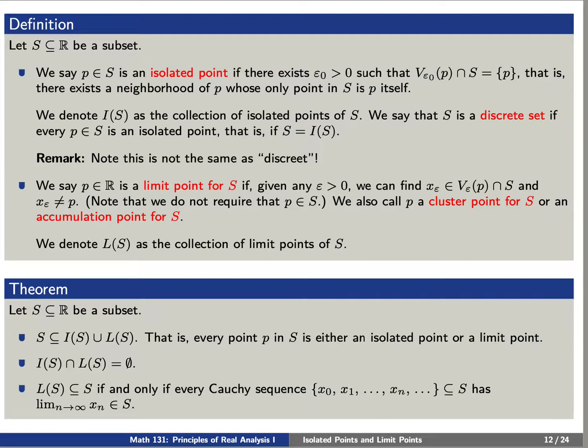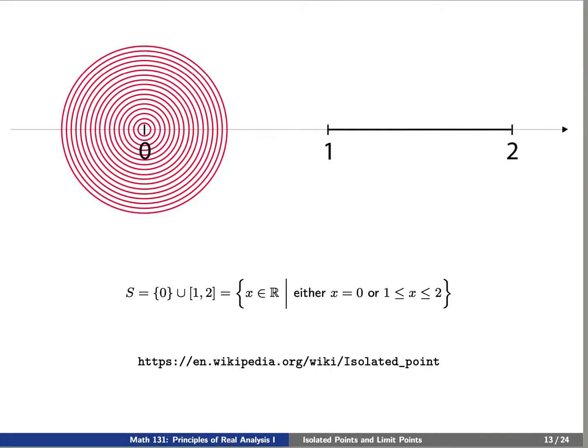And third, L of S is contained in S, that is, every limit point of S is a point in S, if and only if every Cauchy sequence of elements from S has a limit which is an element of S. Here we have an example of an isolated point. Let's say that S is the set you see here on your screen.